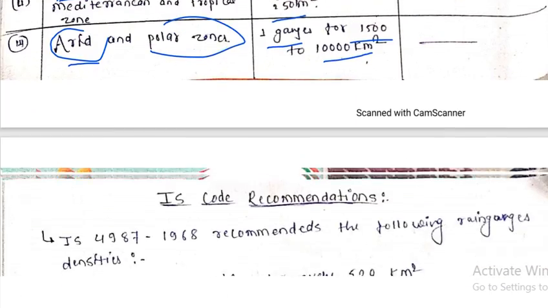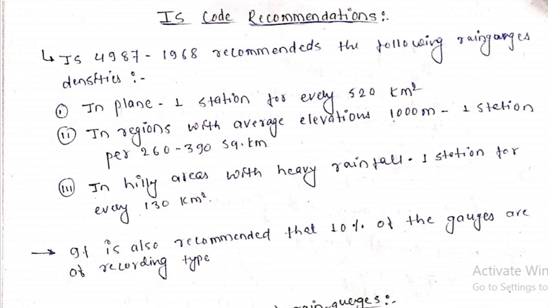And in India, the IS code recommendation for the plain, that is flat, areas is one station for every 520 square kilometers. That means for every one rain gauge we have to provide 520 square kilometers.